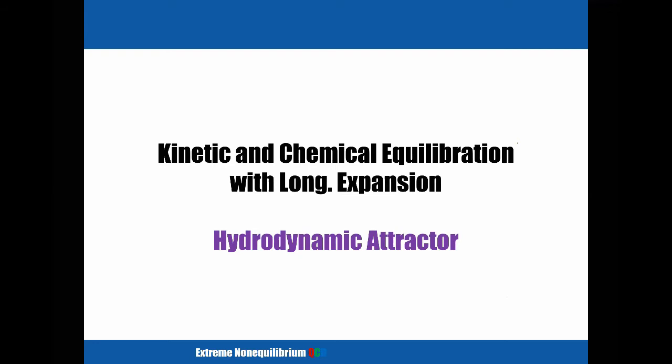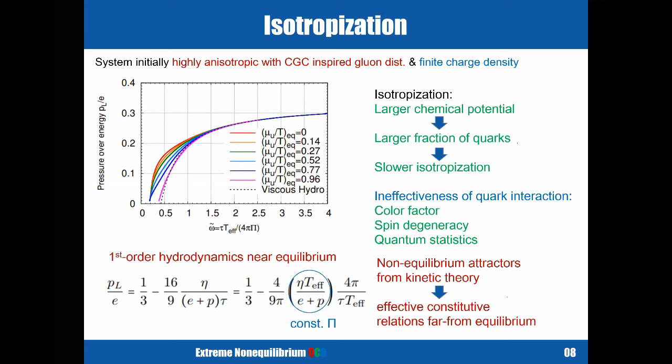Okay, then let's move on to the discussion with longitudinal expansion. This is a discussion more related to the hydrodynamic sector. We start with a highly anisotropic system initialized with the CGC-inspired gluon distribution and a finite charge density. The first order hydrodynamic constitutive relation tells us that near equilibrium we have the longitudinal pressure in terms of the energy density in this kind of formula. And at finite density, we cannot call this the entropy, but this quantity we usually still consider to be a constant.